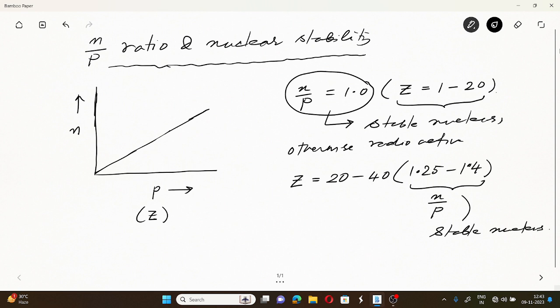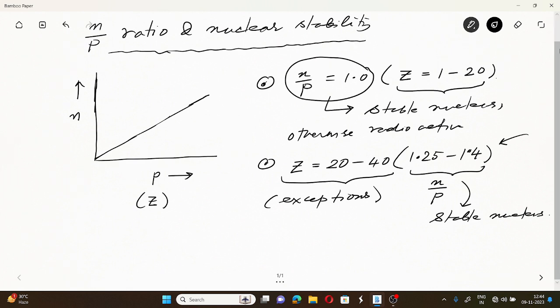So if the N by P ratio is in this range for such nuclei where Z is from 20 to 40, it is seen that it represents a stable nucleus. Of course there are exceptions, not all, this is a general observation. So these are observed facts, a general observation, and exceptions always exist.